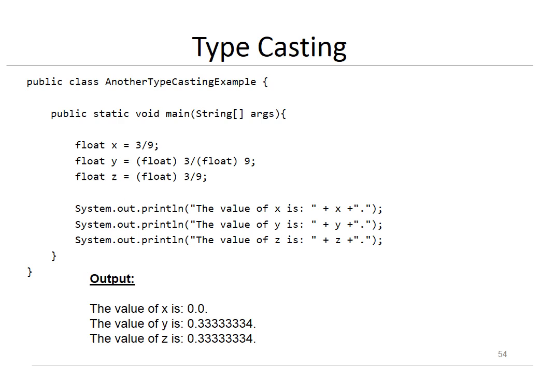For the third expression, float z equals float 3 divided by 9, Java will first do a widening conversion for the value 3, followed by an implicit widening conversion for the value 9, then perform the floating point division, and assign the value to the floating point variable z.